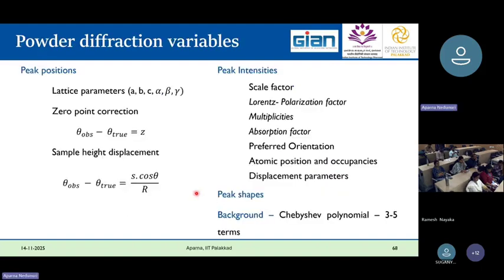Now we'll see the different powder diffraction variables, like peak position. Peak position is mostly dependent on the lattice parameters of the unit cell. You will have a unit cell with a, b, c as your lengths and alpha, beta, gamma as your angles, right? So lattice parameters define at what position your peak will appear. Now how does the lattice parameter define that? Lattice parameter will also define what is the, like, can anyone tell?